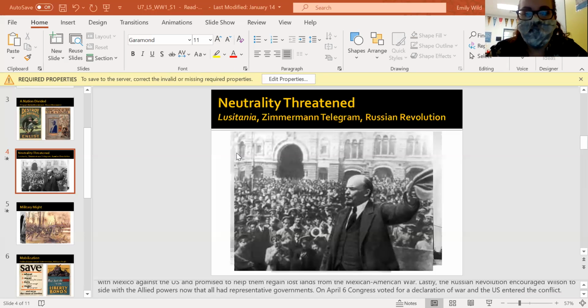Thank you, Kayla. So with the Zimmermann telegram, Germany promised Mexico that if they helped them during the war, they would get the Mexican cession territory back from the United States. And the Russian Revolution encouraged Woodrow Wilson to side with the Allied powers.